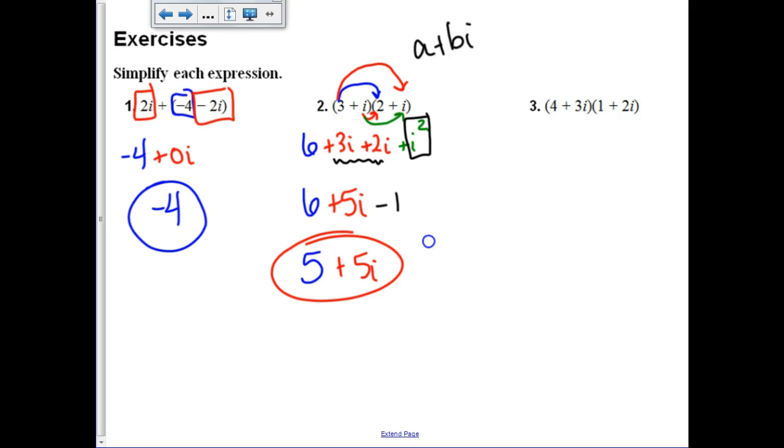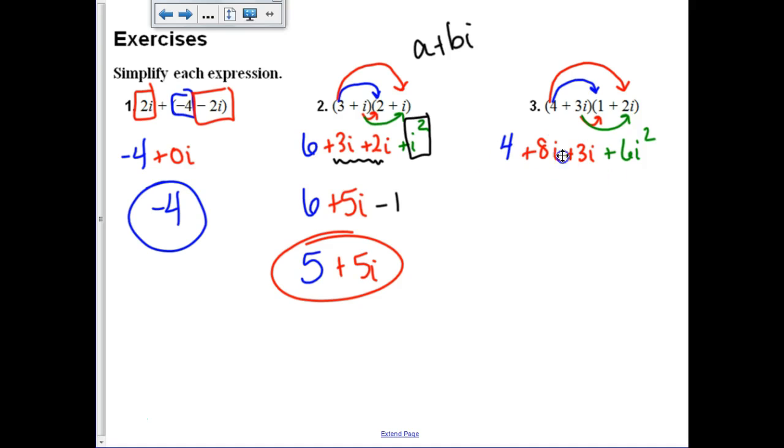Questions so far? All right. One more FOIL problem here, number 3. 4 times 1 is a 4. 4 times 2i is a plus 8i. Inside, 3i times 1, so plus 3i. And then last, 3i times 2i is a plus 6i squared.